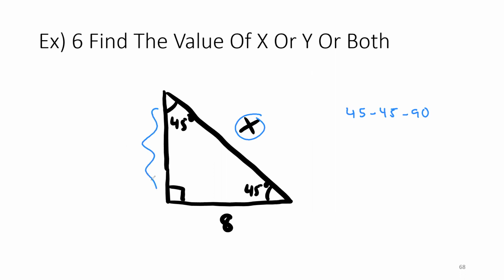This length here is 8 because these legs are the same. And then to find the hypotenuse, according to 45, 45, 90, it's x radical 2. So that x represents one of our legs, which is 8. So that would be 8 radical 2, right? So your hypotenuse, or your x value, is 8 radical 2.